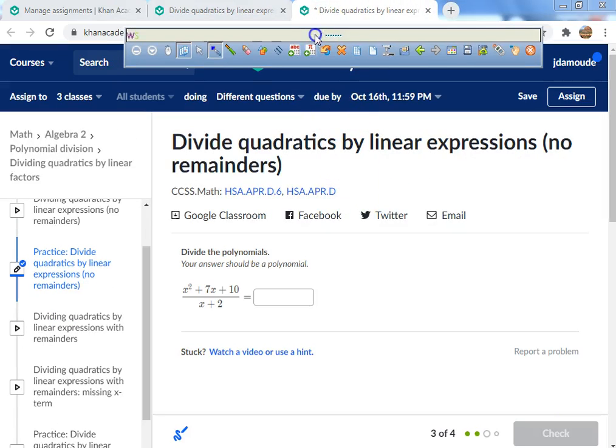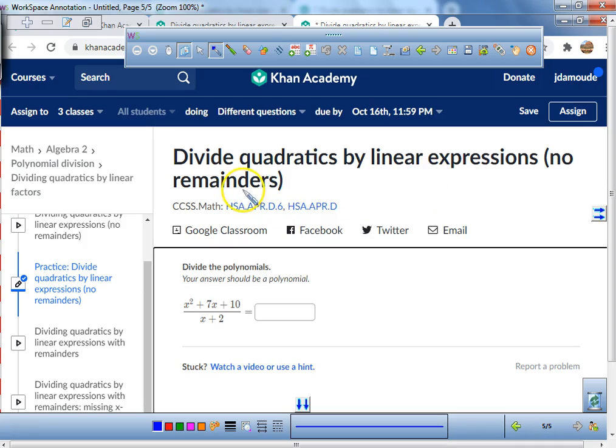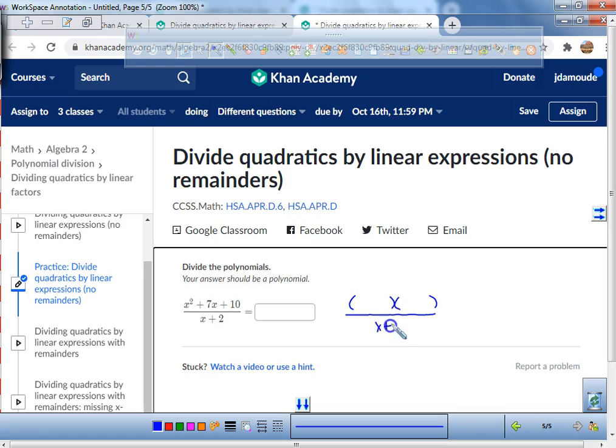I like these. All right, it says divide quadratics by linear expressions but no remainders. This is where we get to practice our factoring skills. Makes it very, very, very easy. Okay? So on this one, there's not going to be any remainders. It's going to be nice and neat, but you have to know how to factor the numerator because it's being divided by this binomial known as x plus 2. So how do we factor this?